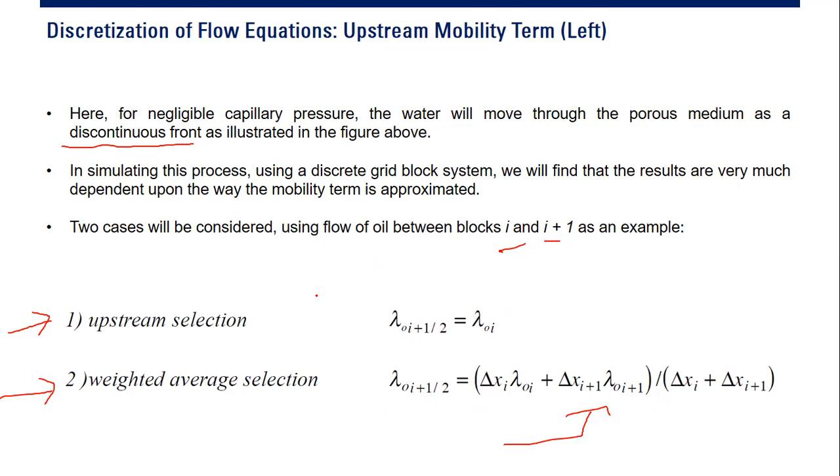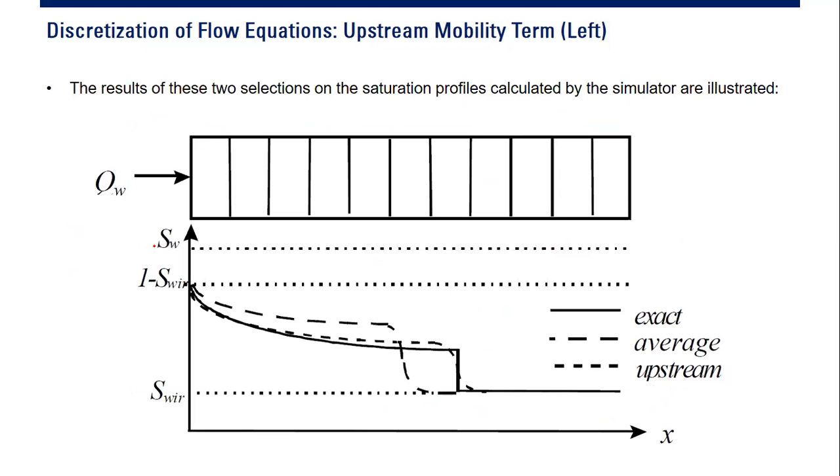So we will consider two cases. Now we want to discretize our porous media, our rock, our core. The results of these two selections on the saturation profiles calculated by the simulator will be illustrated. So let's say I discretize my rock like this, so I have n equals 1, 2, 3, 4, 5, 6, 7, 8, 9, 10, 11. And I have the exact solution using the Buckley-Leverett method here.